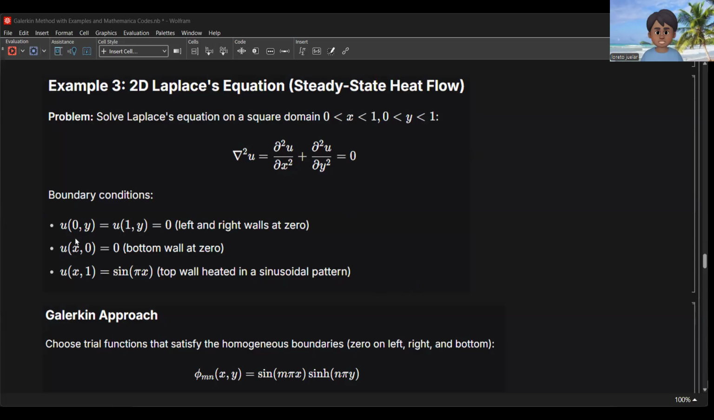So the boundary conditions: at x equal to 0, u is equal to 0. If x equal to 1, then our u is also equal to 0. So this is the left and right walls at 0. At y equal to 0, the bottom wall is at 0 here, so u is also equal to 0. At y equal to 1, this is sine of pi x, top wall heated in a sinusoidal pattern.